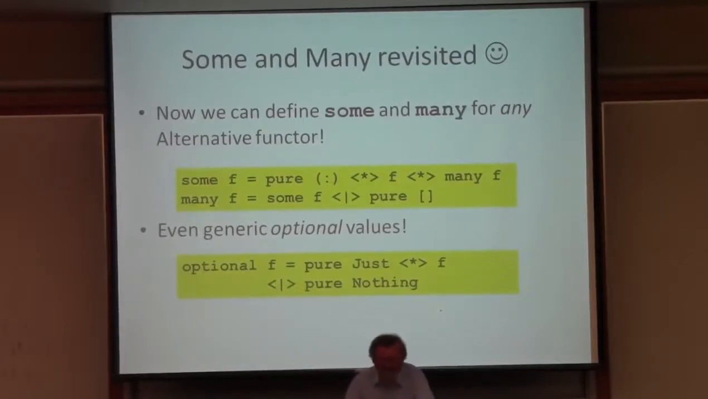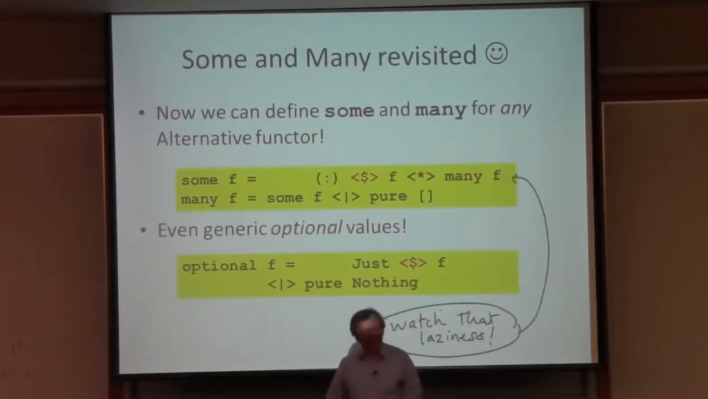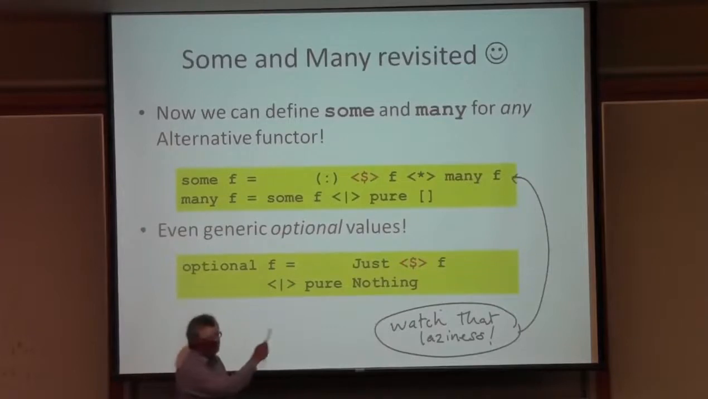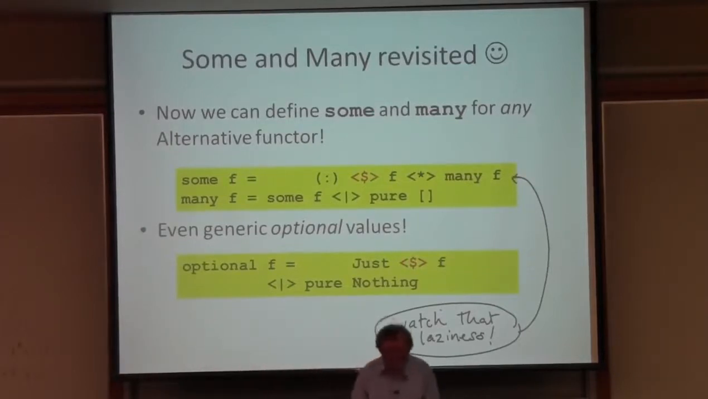Okay, by now even I am getting bored of writing pure thing applied to something. So let me just introduce an operator that does that for me. This is the dollar enclosed in angle brackets operator, and it's simply equal to pure the first thing applied to the second. So it's just a derived operator, but it simplifies the syntax here a little bit. Once again, let me remind you that here we have recursion, and without lazy evaluation, this would not work. So that laziness that I talked about a few minutes ago is really vital.